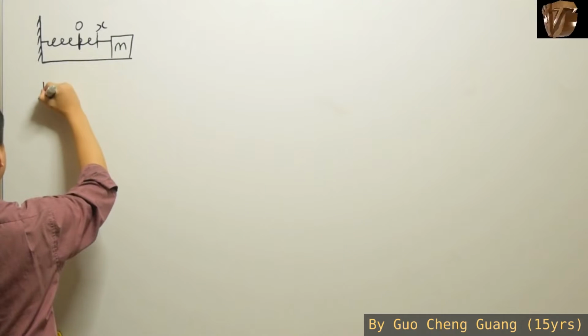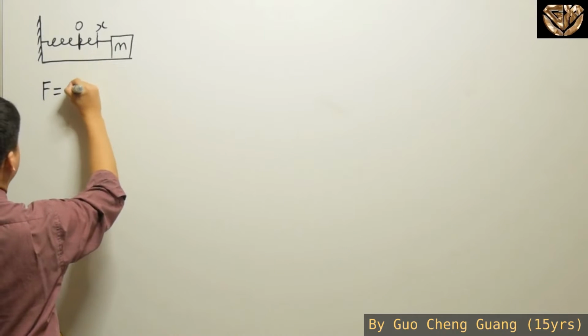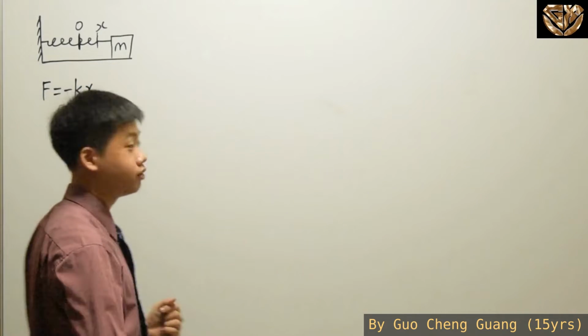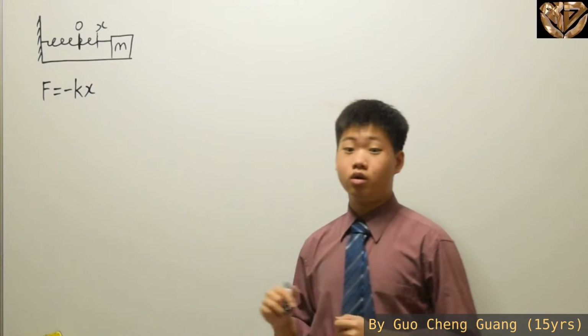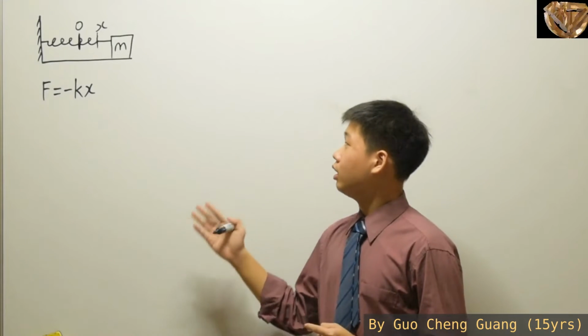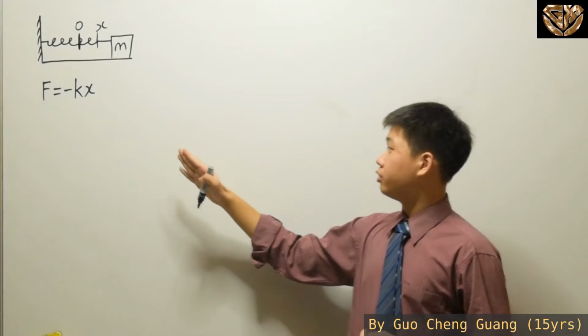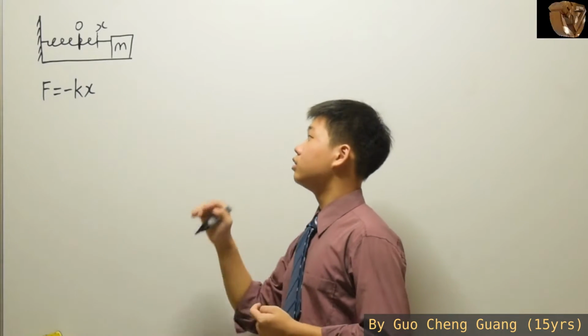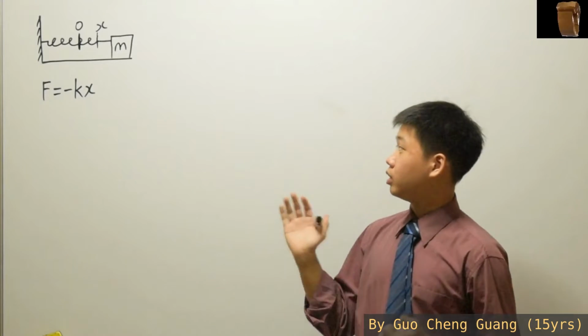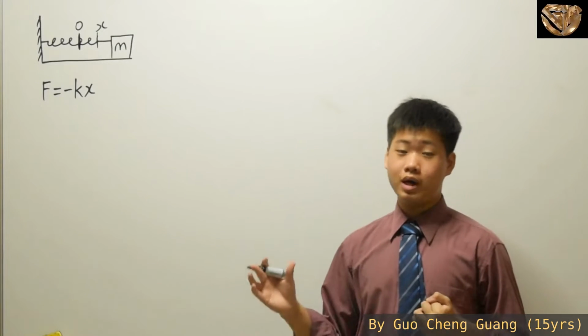So F is equal to negative Kx, alright? With K being your spring constant, which can vary from spring to spring. So K, you have to test it out by yourself. X, you can just measure it. While negative, you have to be aware, since this negative will be the force by the spring on the mass.